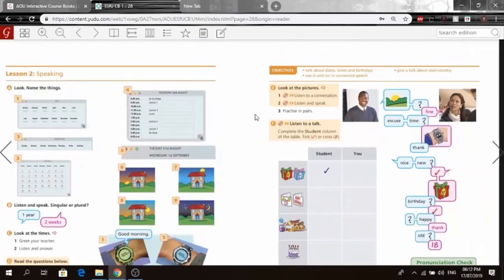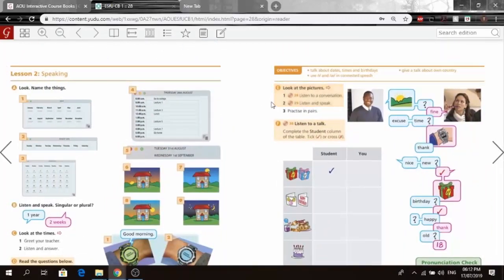Okay, so now moving on to exercise E. Here we have look at the pictures, and one is listen to a conversation, and 2 is listen and speak. So I'll read for you a conversation right now, and it'll just be between a tutor and a student, and then we'll move on. Listen carefully and always try and listen for that pronunciation.